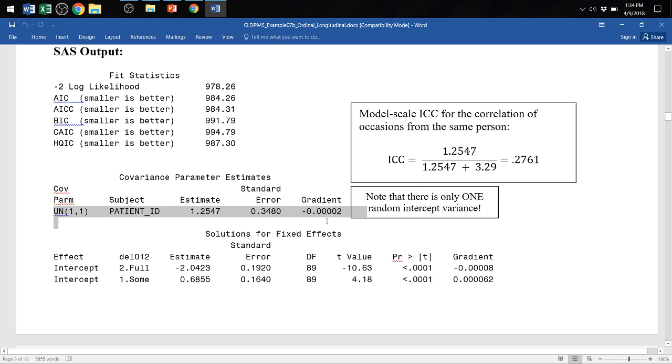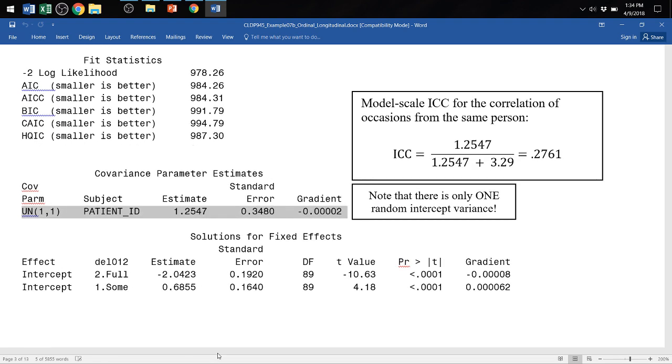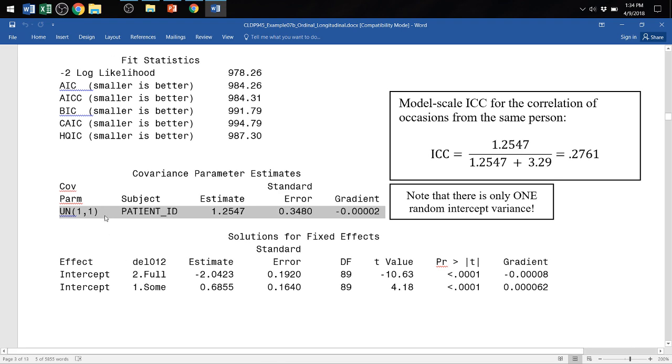So here's my random intercept variance. Two things to point out here. Do you remember what un11 means?